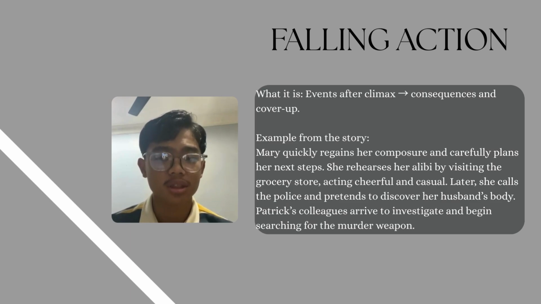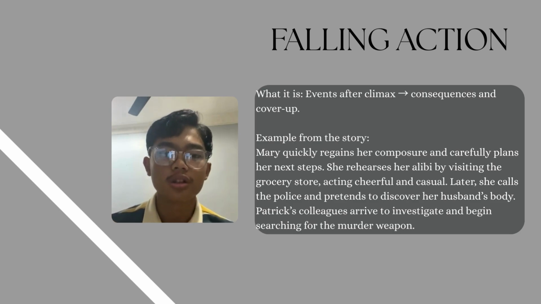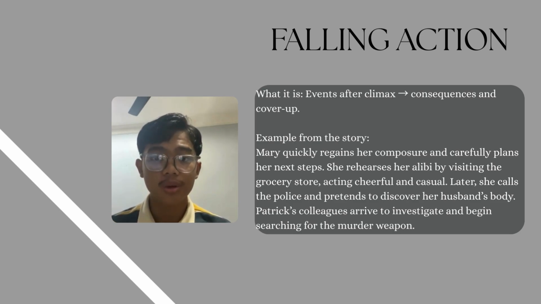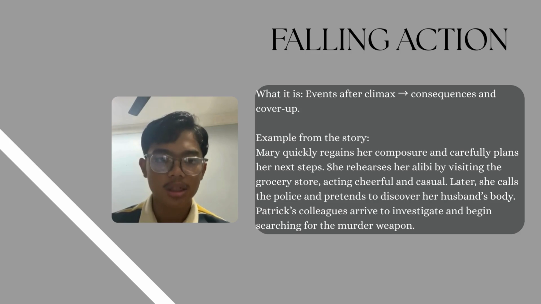In Lamb to the Slaughter, the falling action begins after Mary kills Patrick. Instead of panicking, she quickly regains control and thinks of a plan. She goes to a grocery store to create an alibi, acting cheerful and normal so people will remember her behavior as if nothing happened. When she returns, she calls the police, pretending to be shocked at Patrick's death.